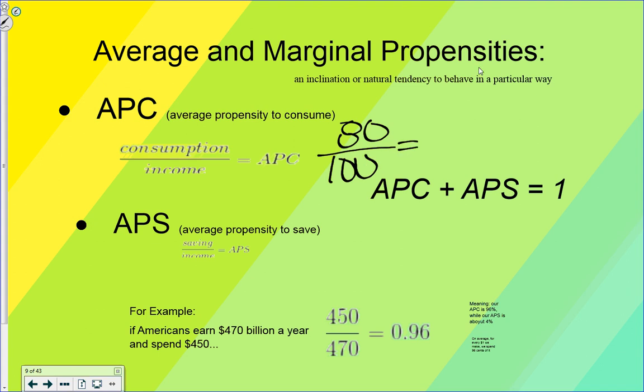What is your APC? In decimal form. 0.8. I feel like it also depends on time. Of course, because that'd be easier to answer if it was like 30 years. Well, that's what we're talking about, like the average. Because if it was over 1 week, like how much of that would you spend over a 1 week period, and how much would you save?